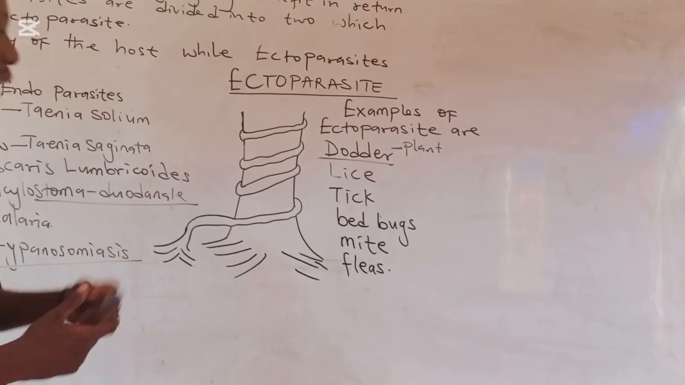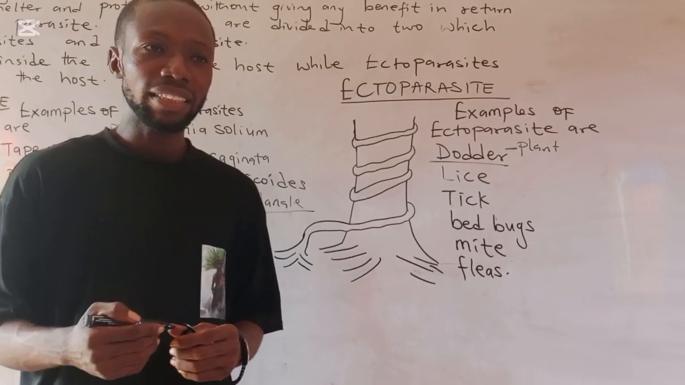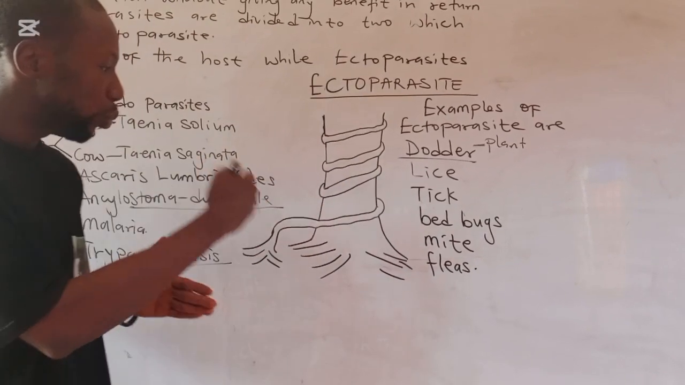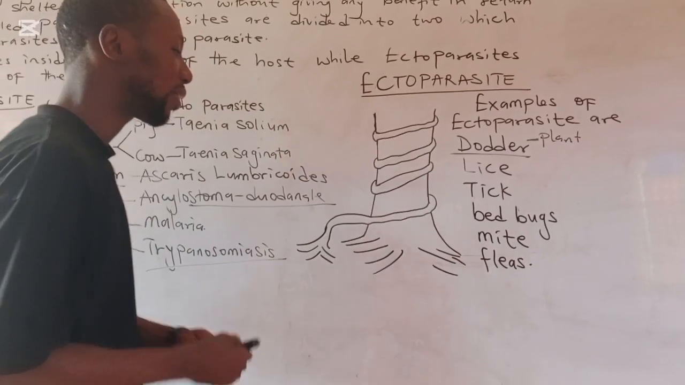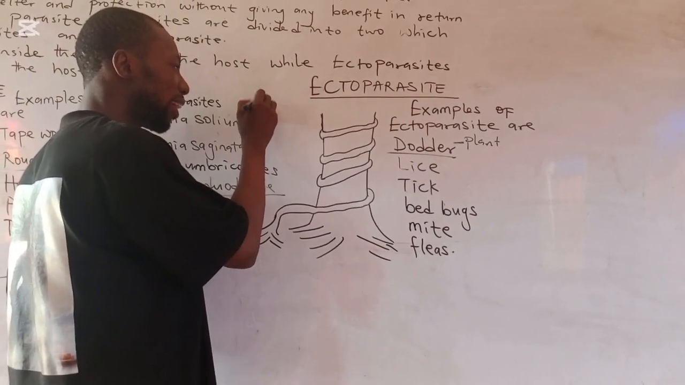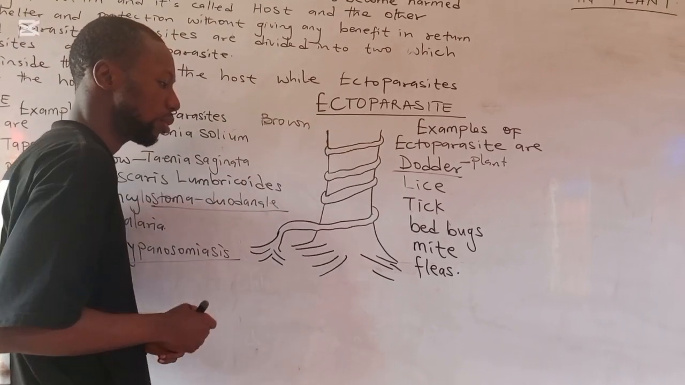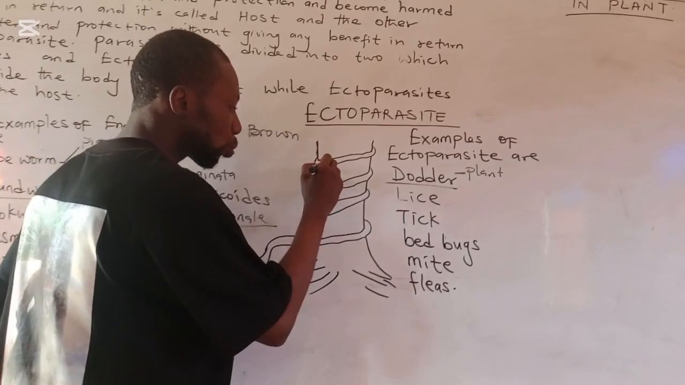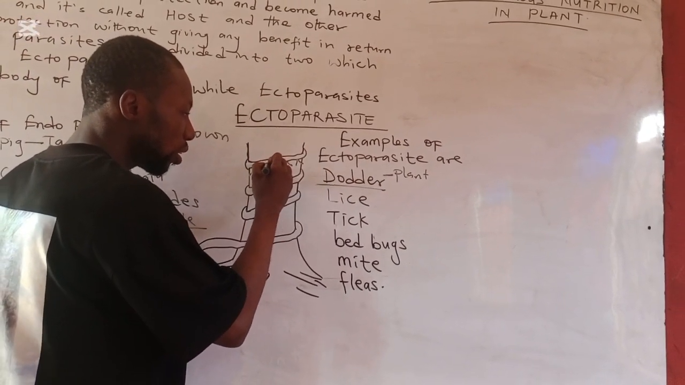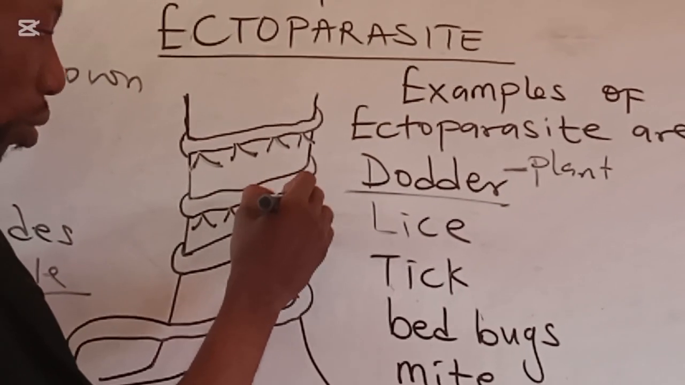These dodder plants cannot undergo photosynthesis, and that is why the plant becomes parasitic. All their food is gotten from the host plant. They don't have chlorophyll, and their leaves are brown in color. They possess a structure here, as you can see, which they use to suck out the food from the host.